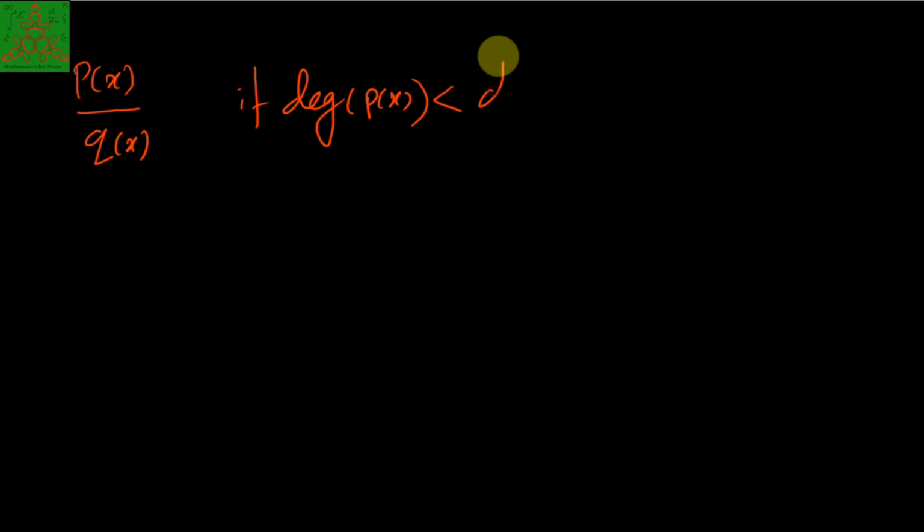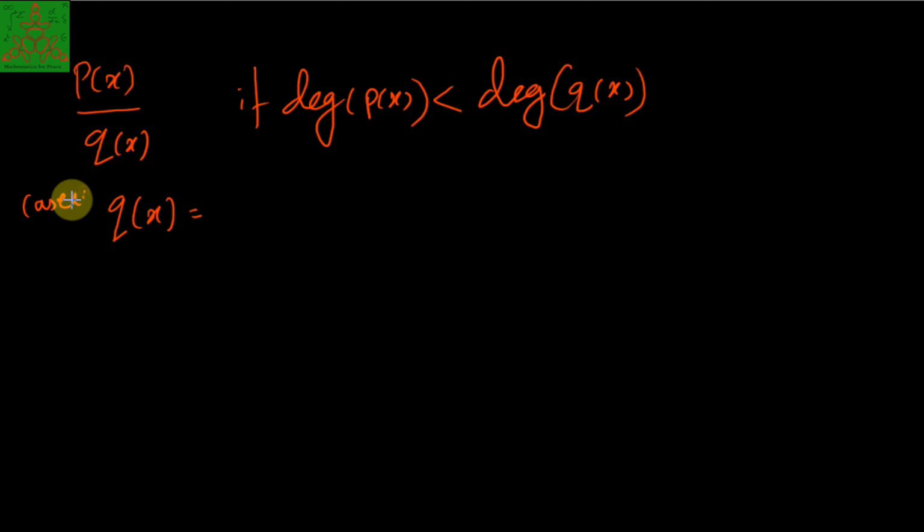If p of x is a polynomial and our situation is p of x upon q of x, and the degree of p of x is smaller than the degree of q of x, then you have to do the partial fraction. Since q of x is a polynomial over R or C, it can be factorized. So there will be case 1, in which all the factors are linear.